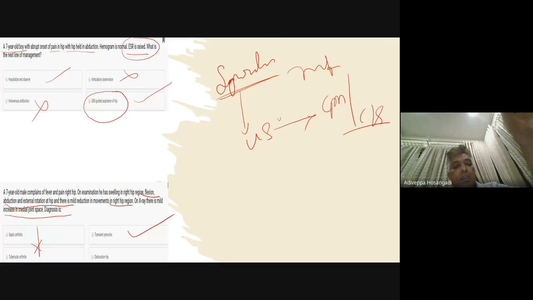But if it is synovitis with a lot of effusion, it is flexion, abduction, and external rotation. Dislocation of the hip, certainly not the answer.